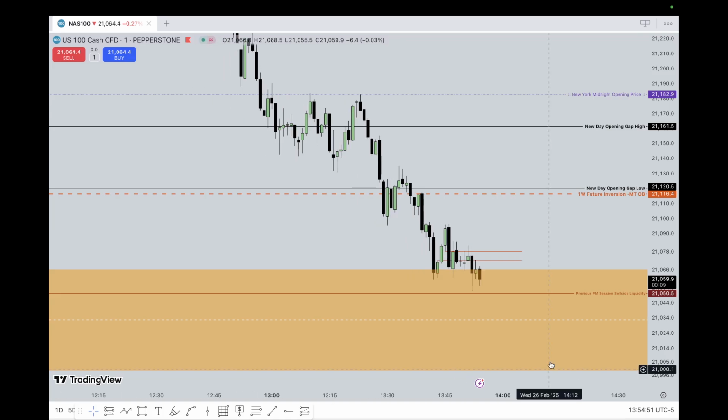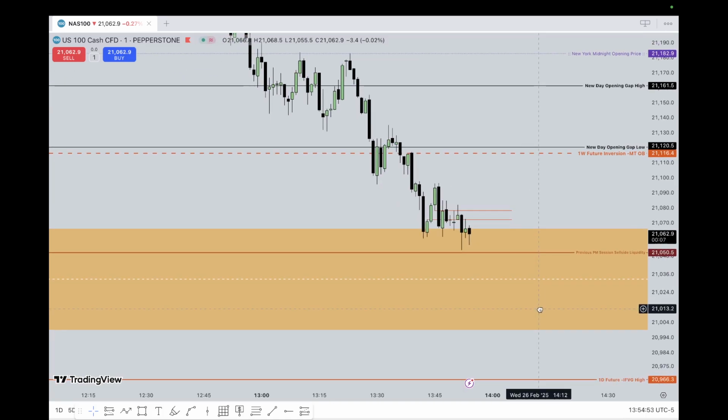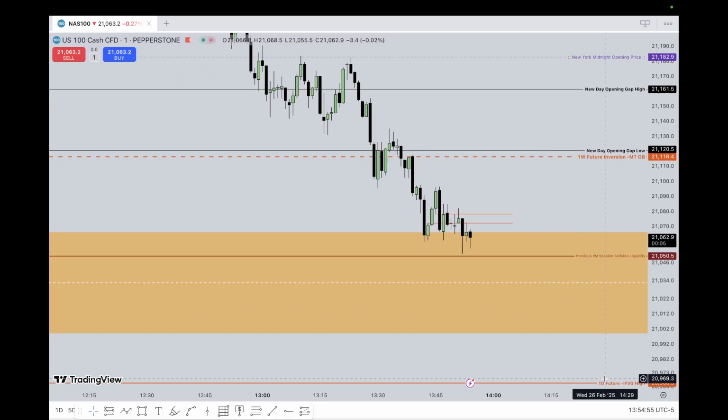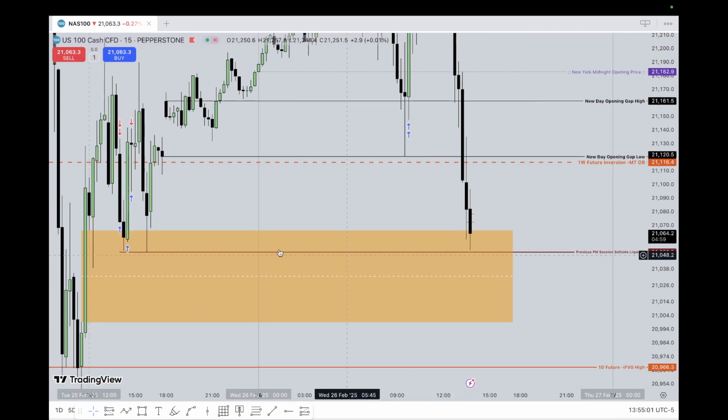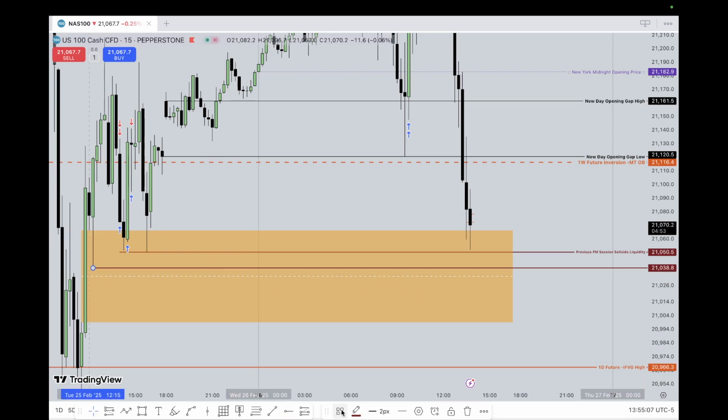Let me zoom out a little. And this would be my target. Let me see what liquidity we have ongoing there. This is also one of my targets. We have a lunch session sell side from Tuesday.